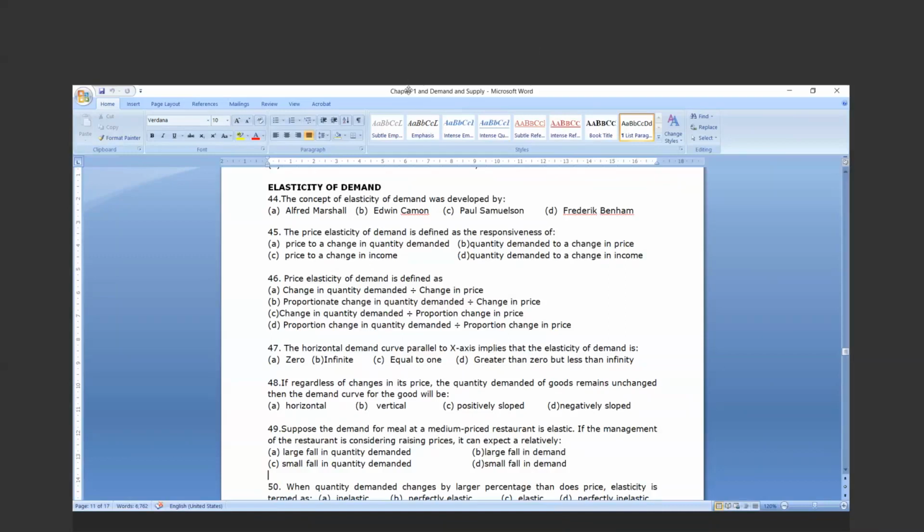When quantity demanded changes by a larger percentage than the price, elasticity is termed as 50. Answer anyone? The answer for 50. When quantity demanded changes by a larger percentage than the price, elasticity is termed as elastic. Answer is C. Next, 51.